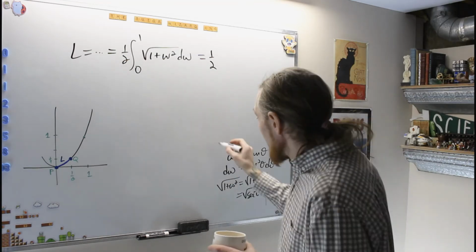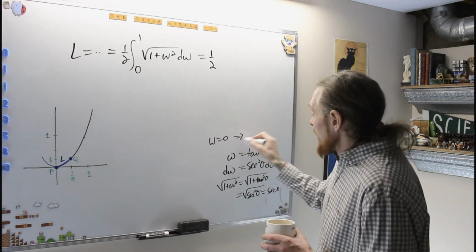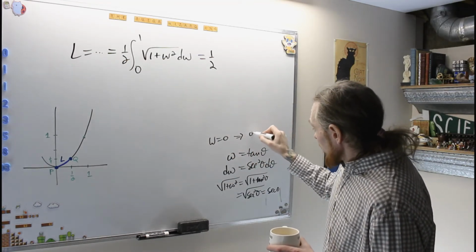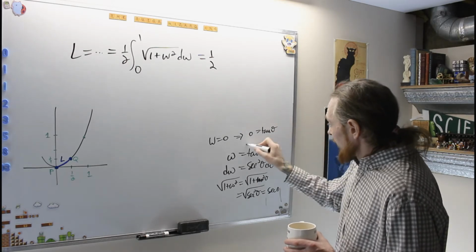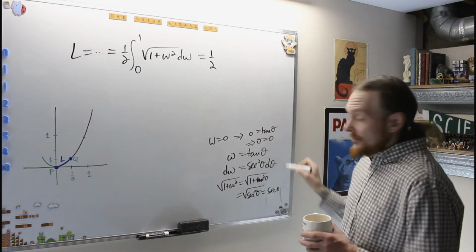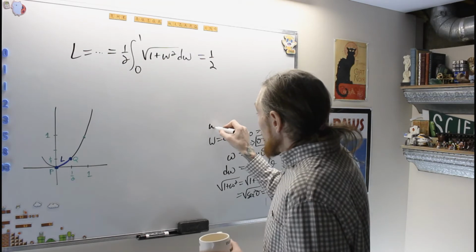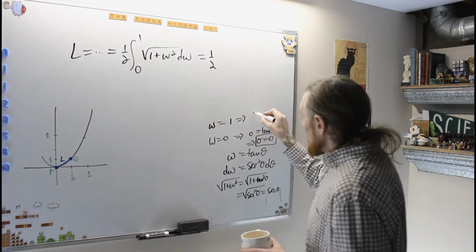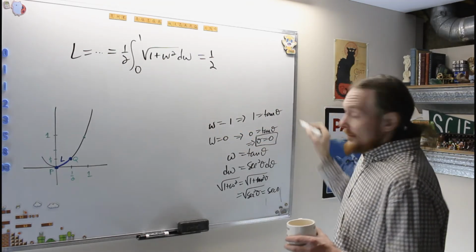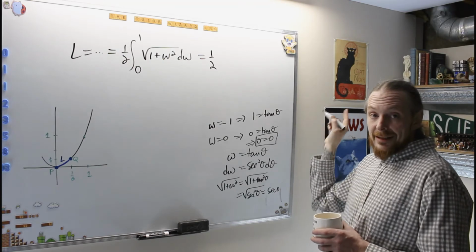So when w equals 0, this says 0 equals tan theta, which says theta equals 0. And when w equals 1, this says 1 equals tan theta, which says tan theta is what?